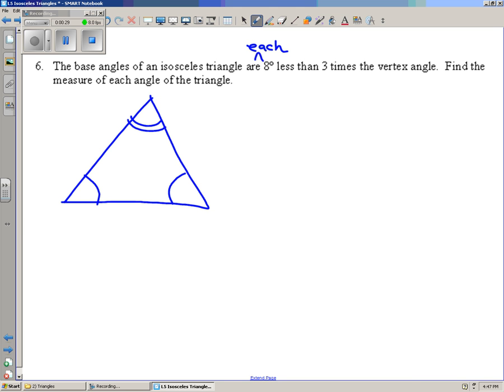The base angles are 8 degrees less than 3 times the vertex angle. Since the vertex angle comes at the end of the sentence, I will call that x. And translating 8 degrees less than 3 times x, we would translate that as 3x minus 8. And since the base angles of an isosceles triangle are congruent, you can put the 3x minus 8 in both spots. We're talking about the angles of a triangle, so all 3 angles of the triangle add up to 180.